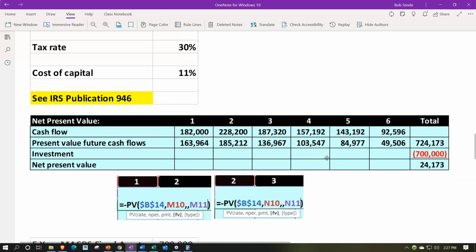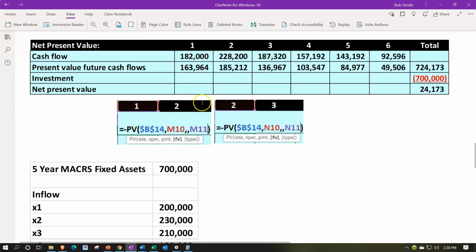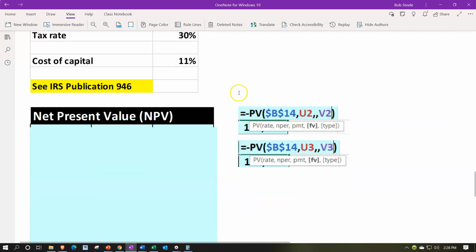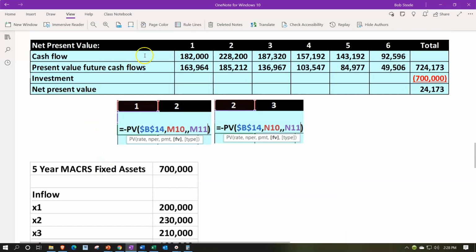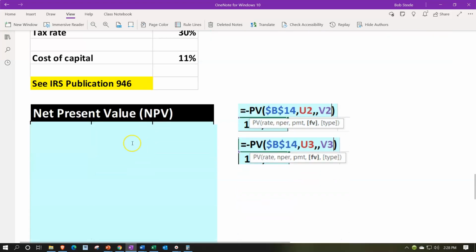So the 700,000 went out in period 0, therefore no discounting needed. The 724,173 minus the 700,000 gives us the 24,173. Because that number is positive, anything above 0 means that we cleared the 11% rate and possibly would then take on the project. Now, we could do the same calculation in this format in a vertical fashion, just changing the axes. And that's how we've done it in the past.